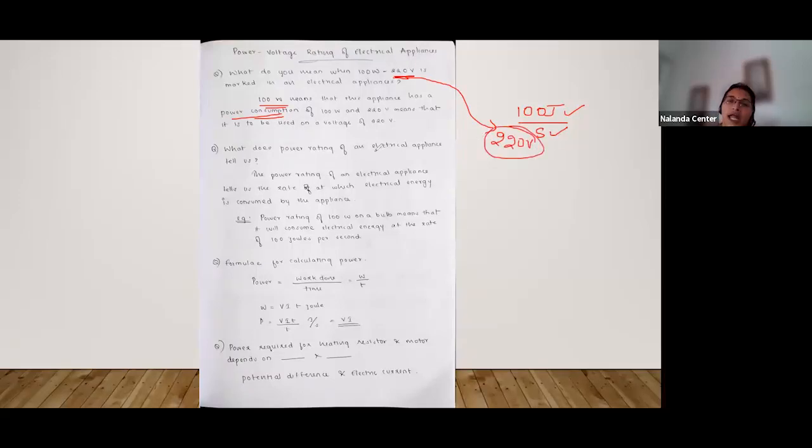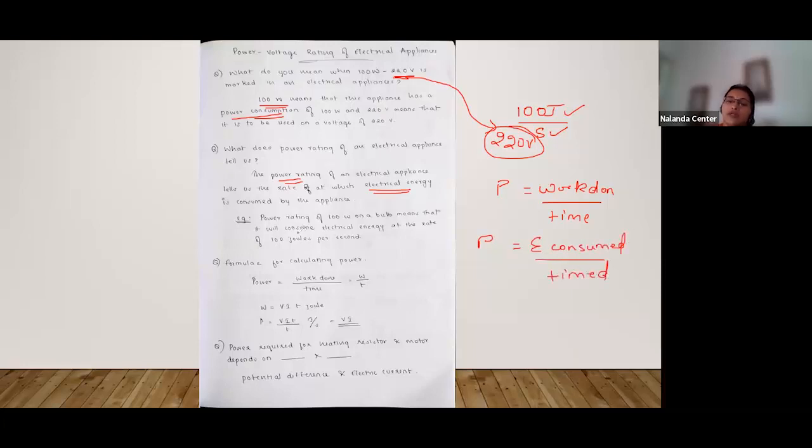What does the power rating of an electric appliance tell us? Power rating means the rate at which the electrical energy is consumed. Power is equal to work done by time. Power can also be written as energy consumed by time, right?